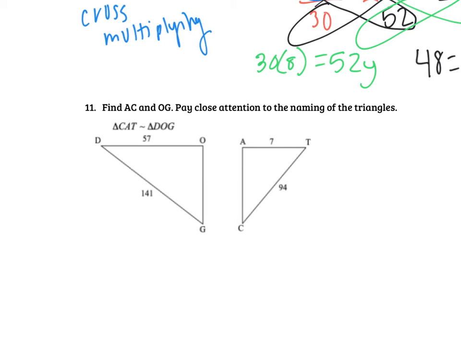So it's CAT and DOG. I'm going to give you one little clue. Here is CA. CA is partners with DO. I know that because of the naming, even though they look like they're in different positions. One of these triangles has just been rotated. So one of your proportions has to be CA over DO. Pay attention to the naming, not to the pictures. That's my hint to you on that one.